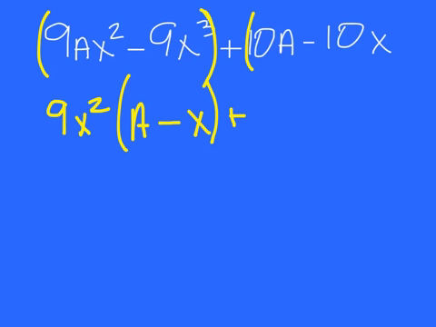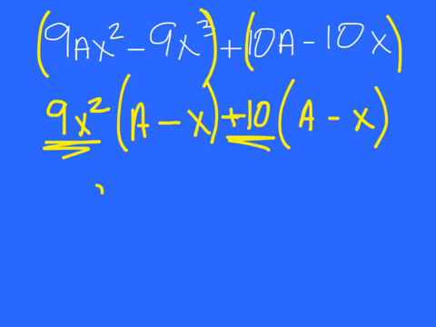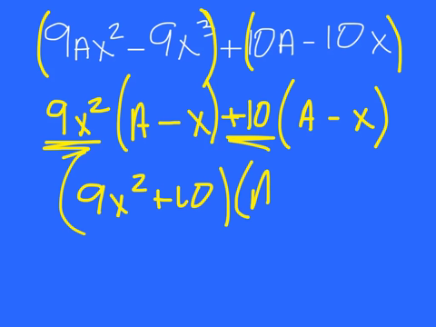Now over here, what can I take out of those? A 2? Are you sure it's not a 2? Alright, it's a 10. And then what are we left with? A minus x. So 9x squared plus 10, and then a minus x.